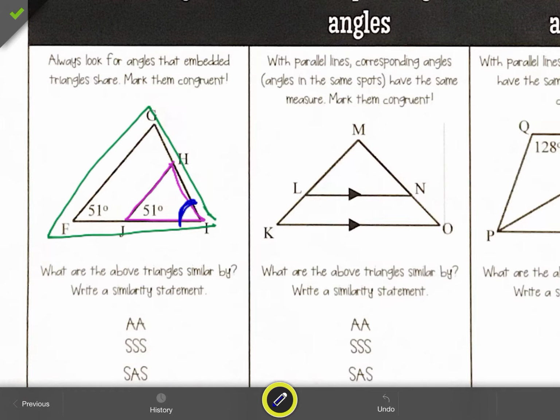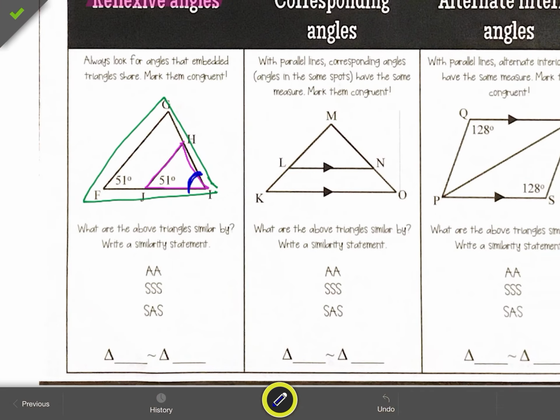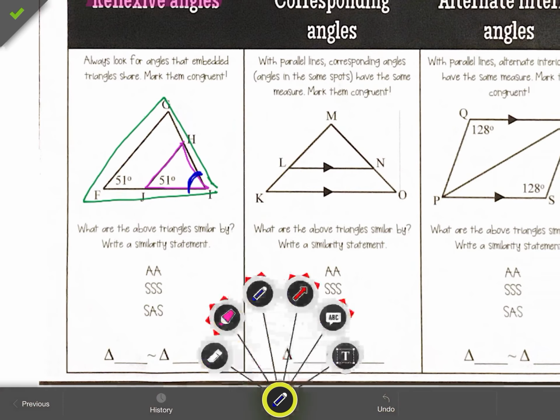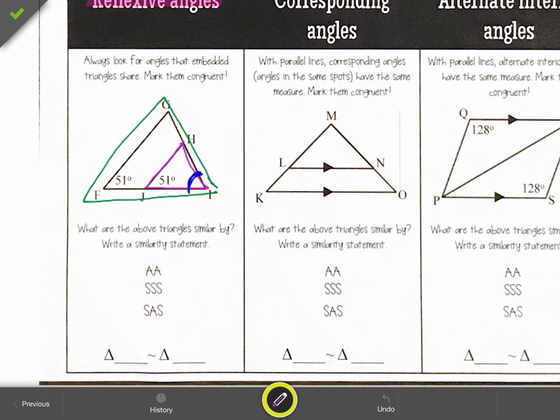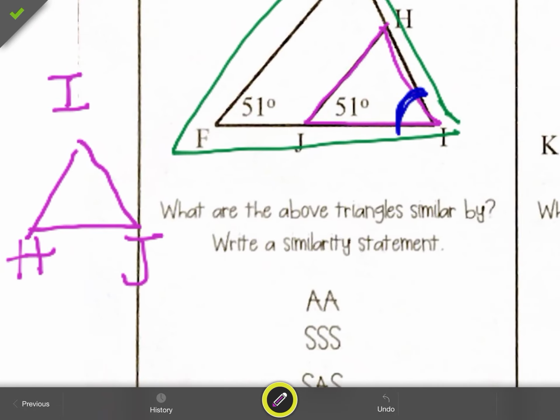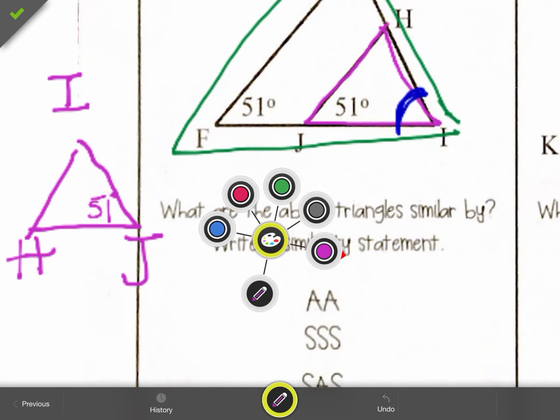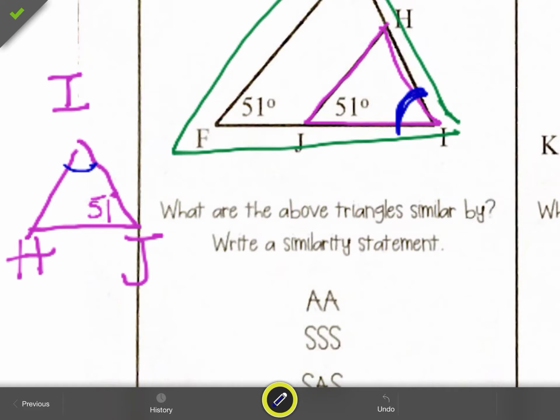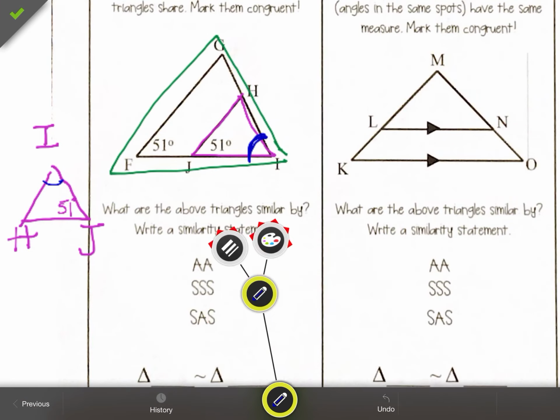Now, some people call them embedded. I call them one inside the other. Some people like to redraw their triangles. What do I mean by that? Some people, because they're not super visual and this makes their head hurt, like to redraw it. So this would be I up here because I'm standing it up, and then H and J. Angle J is 51, and I marked this in blue. Now, redraw your big triangle.